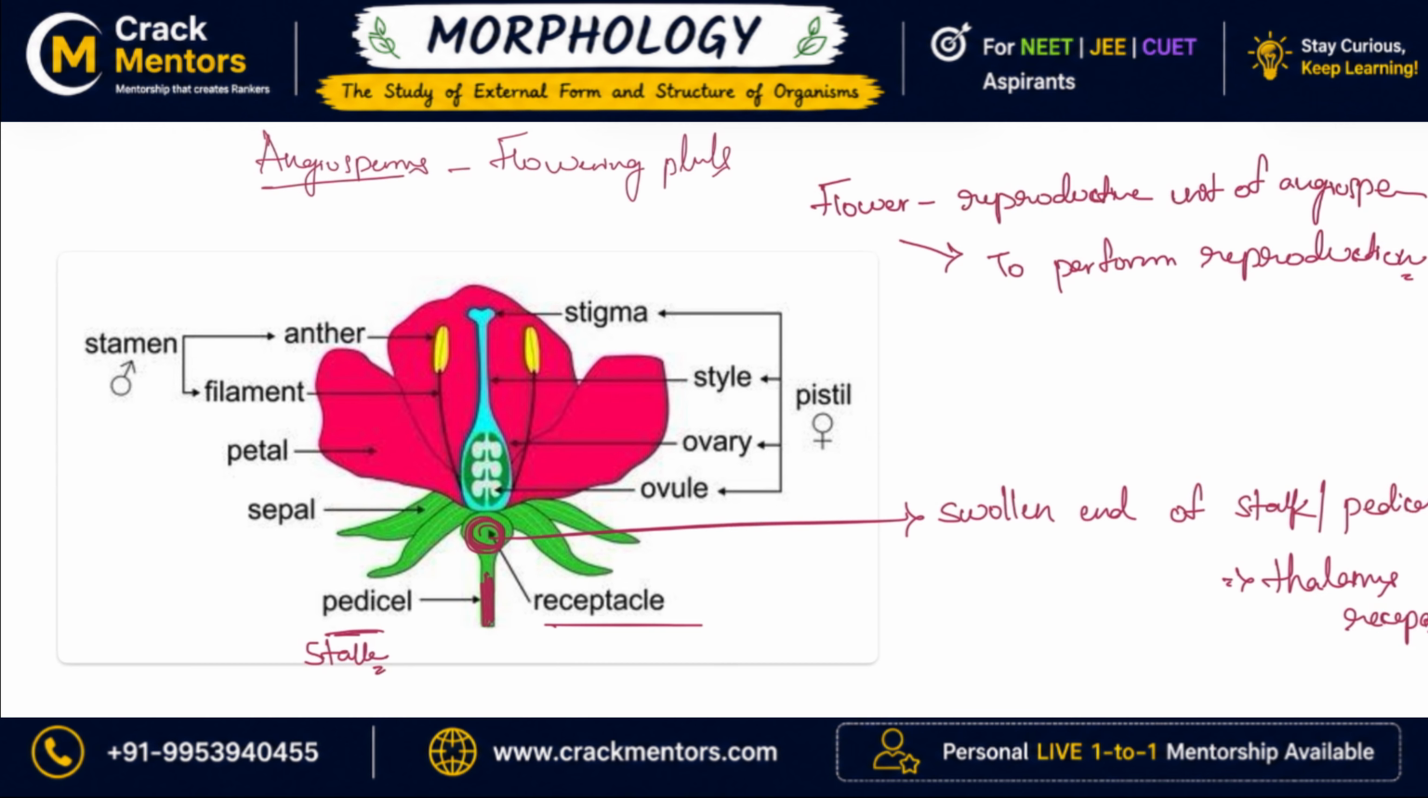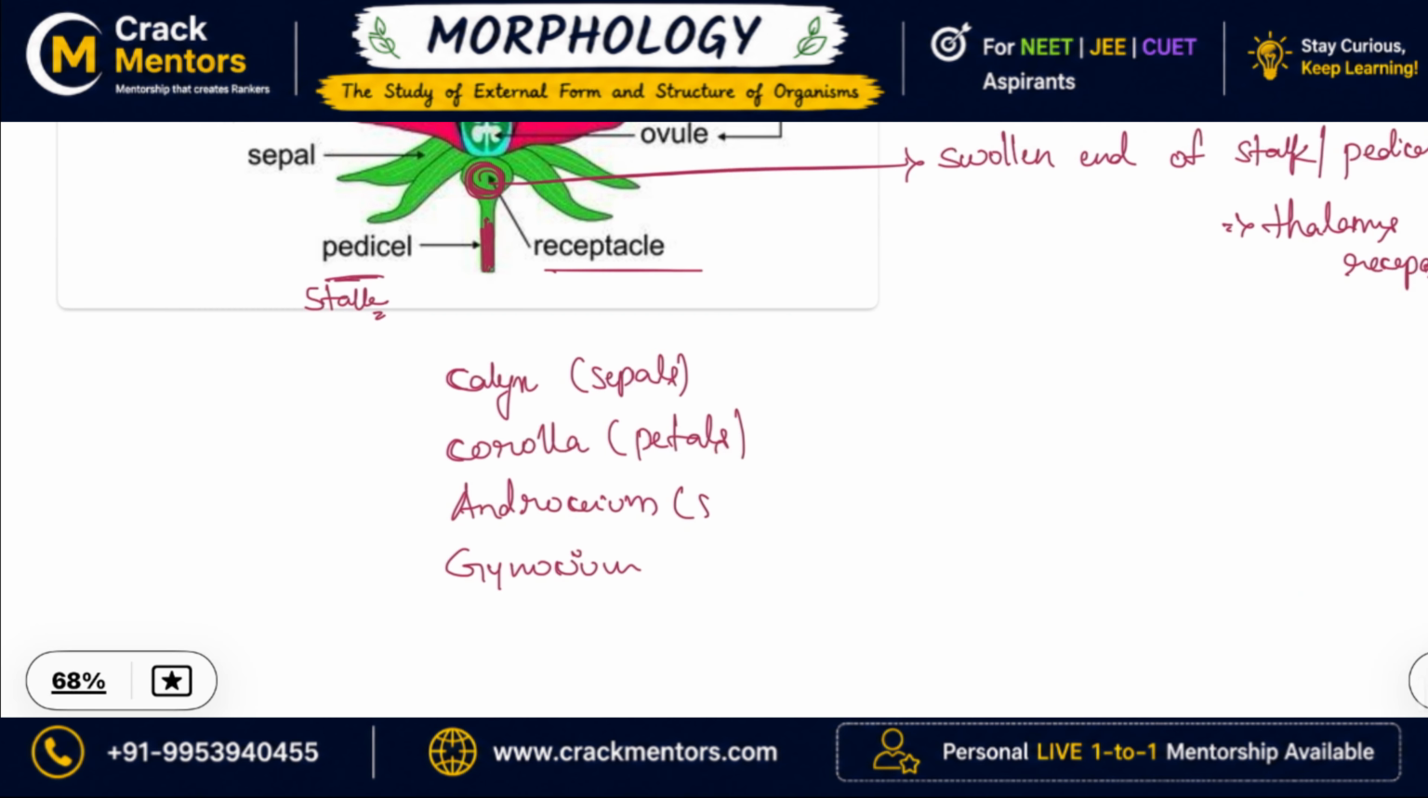Next, coming to the other parts, we have calyx, corolla, Androecium and Gynoecium. So calyx is nothing but our sepals, corolla is the petal, and Androecium are the stamen, the male reproductive organs, and the Gynoecium is the female reproductive parts, which are also known as carpels.